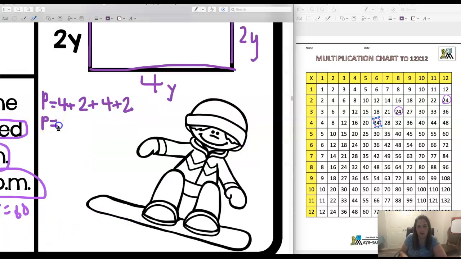I know that 4 plus 2 equals 6. This is going to be the same. 4 plus 2 equals 6, and then that gives me a double. 6 plus 6 equals 12. But it's 12 what though? You have to make sure you say your units. It's yards. So I'm going to write 12 yards. That's my answer.